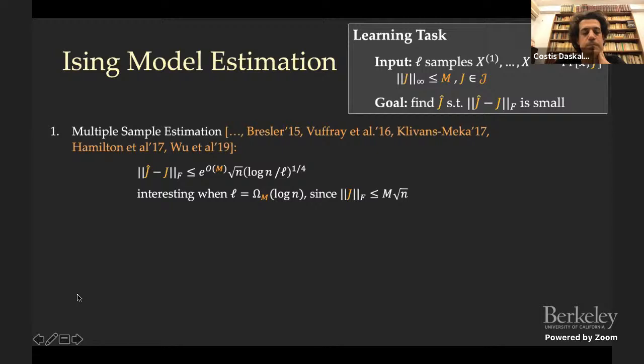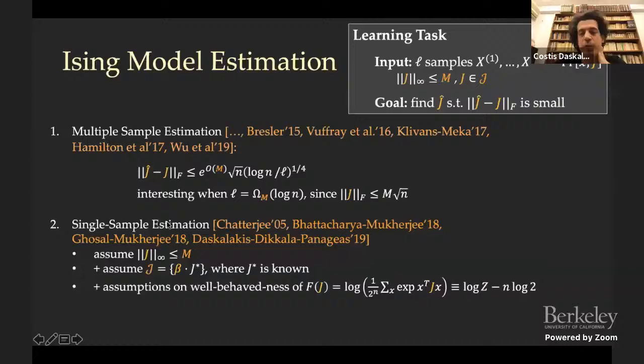As I've said, in the single sample case, we need to make more assumptions to prove something meaningful. And this line of work I'm citing here has considered this very, very special case of the problem, which is, again, placing an upper bound on the inverse temperature. And also, this is a strong assumption, assuming that the interaction matrix is known up to an unknown scalar factor.